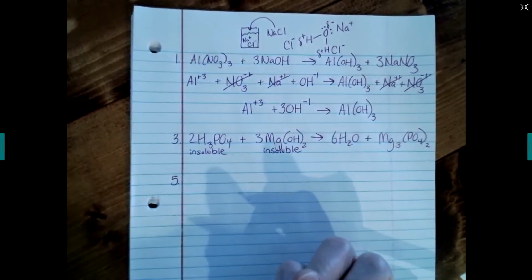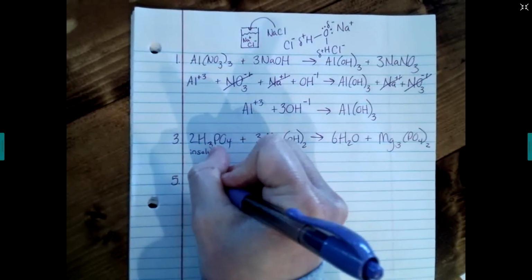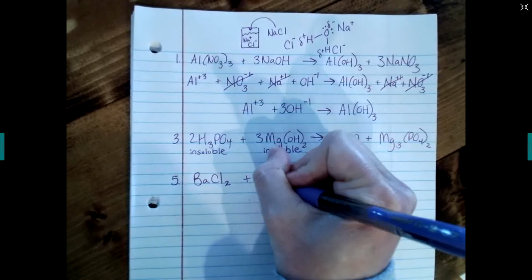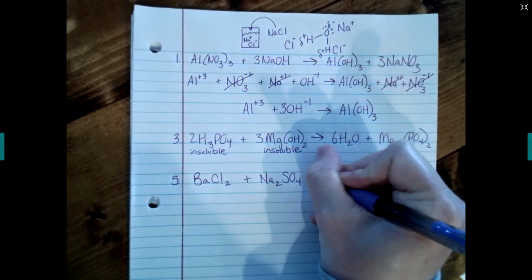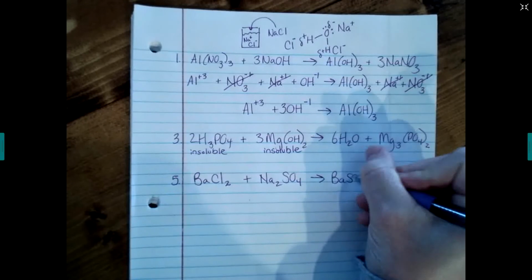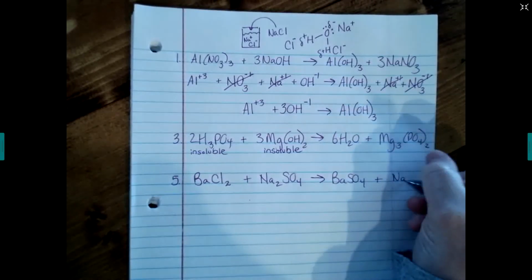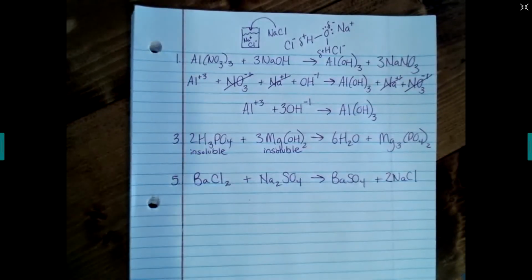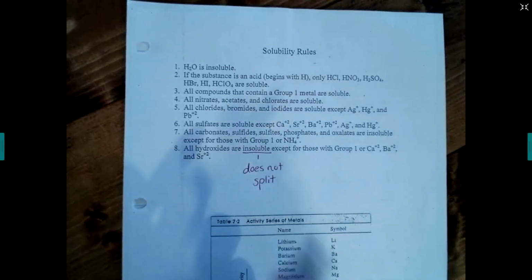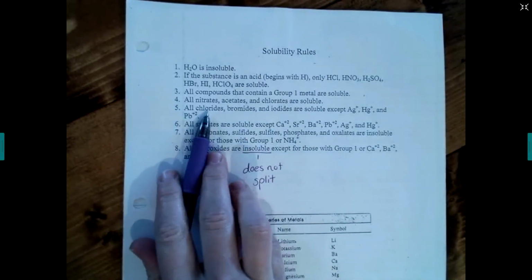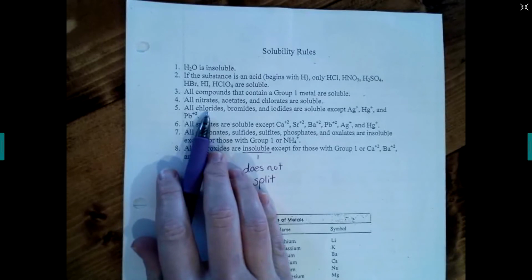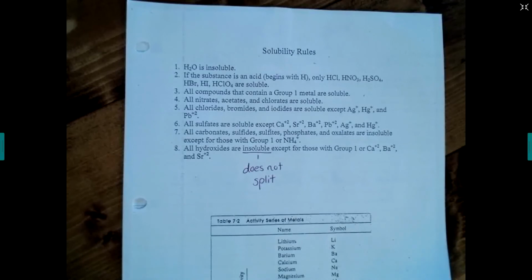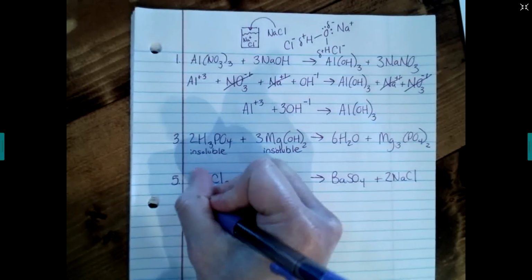Now number 5 is one of the ones I did not do with you, but you do have the key to this worksheet. Barium chloride plus sodium sulfate. This is a double replacement reaction, so you've got barium sulfate on the right side and sodium chloride. All right, so let's see if barium chloride is going to split. You have a rule about chlorides, rule number 5. It says all chlorides are soluble except silver, mercury, and lead. Well, barium is not on that list, so this is soluble. It is going to split.